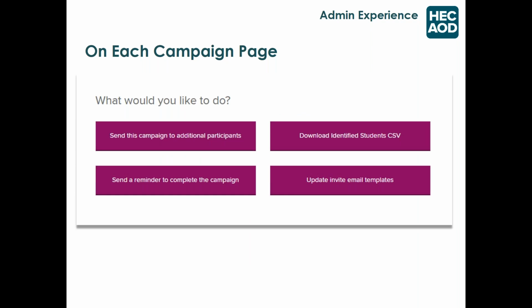At the end of a campaign page, you have a few other options. So we're able to add additional students to those identified screening links. We're able to send reminders. If a student hasn't completed the program, you can send a reminder to all of those students automatically through the system. We can download that identified student CSV that's going to show us their email, their unique collector link, and a timestamp of when they've completed it. We can also make updates to our email templates that we've sent out.